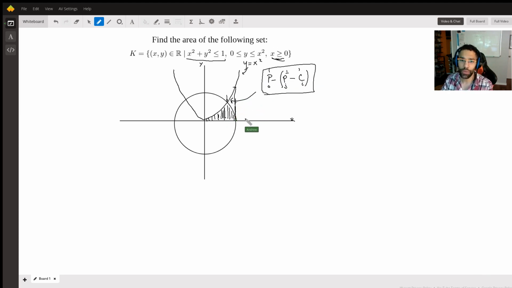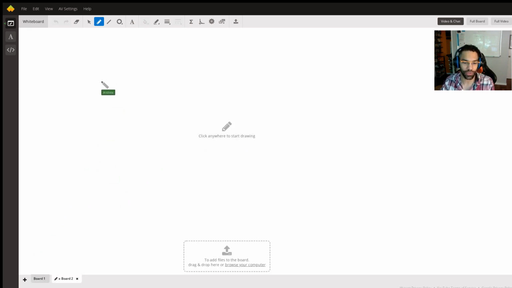So this is going to be our kind of formula, if you will, to find this shaded area. And we can find this using, of course, integrals. So this is going to be the hard part here. Let's go to the next page to kind of sort this out here.